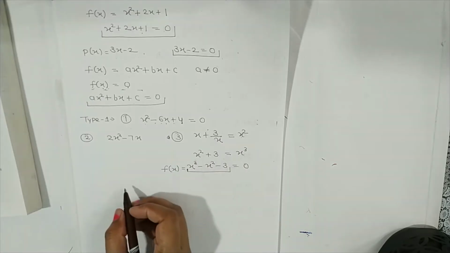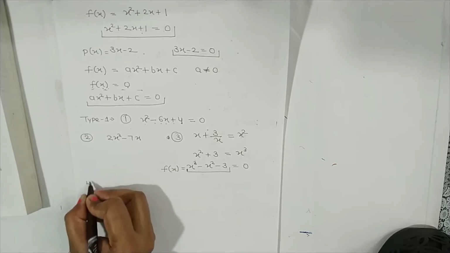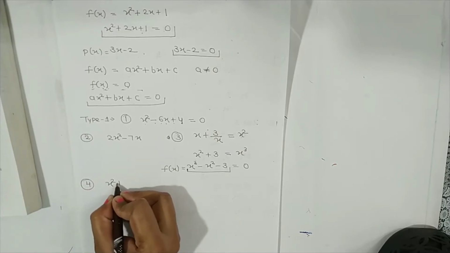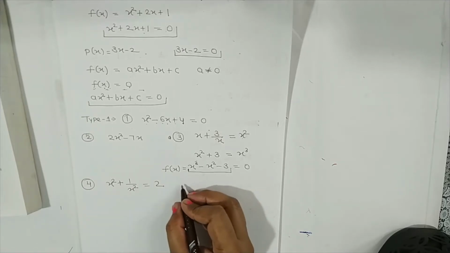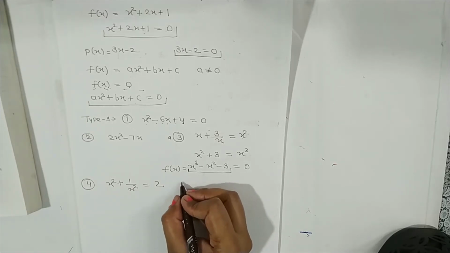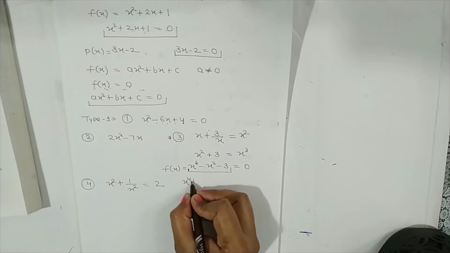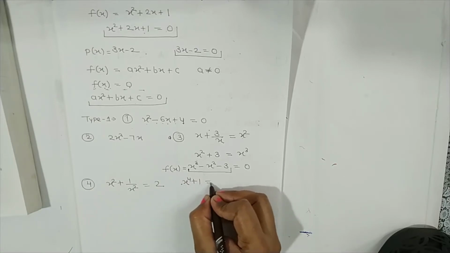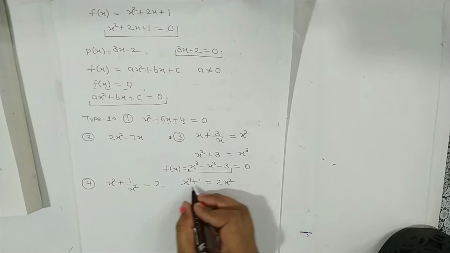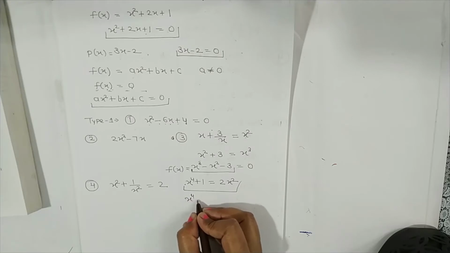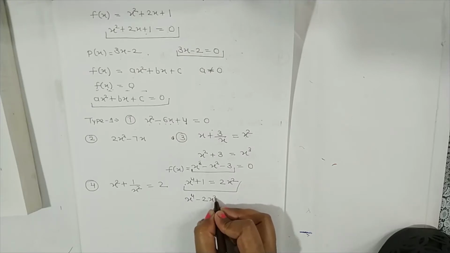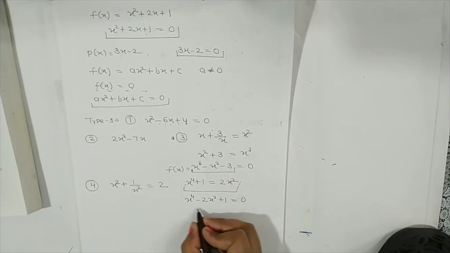Then the fourth one, x square plus 1 upon x square is equal to 2. Now when we solve it, it will be x to the power 4 plus 1 is equal to 2x square. It is also not a quadratic polynomial, because this is x to the power 4 minus 2x square plus 1 is equal to 0.